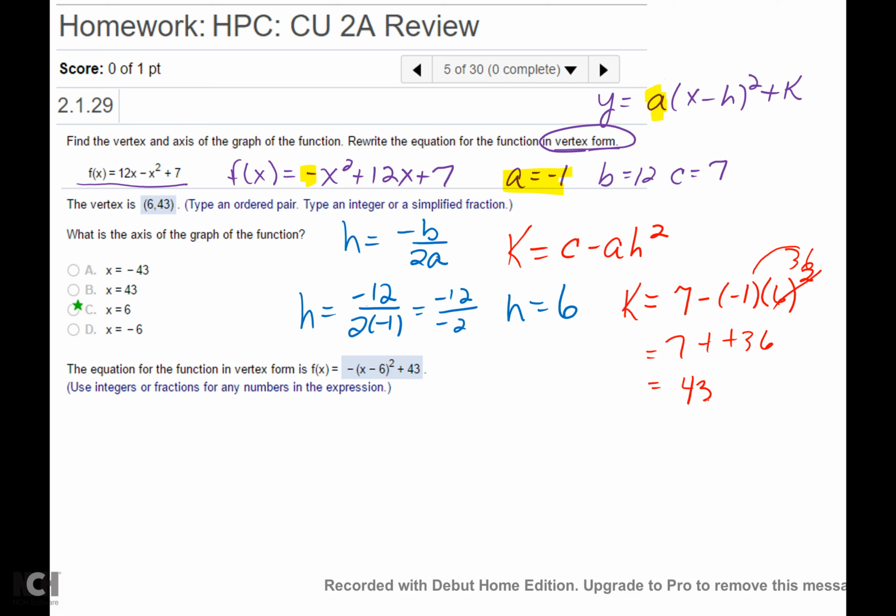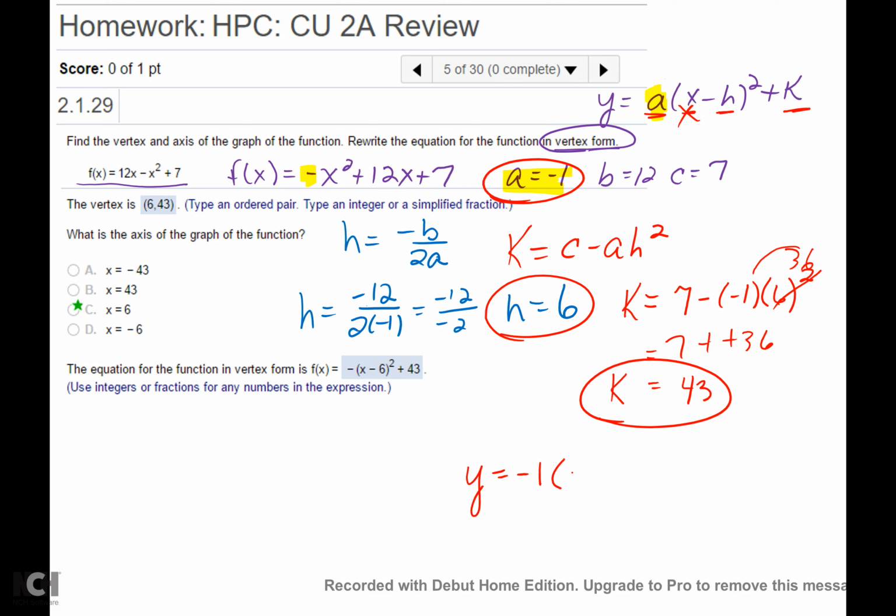Okay, so there's my k, there's my h, there's my a, plug them in, oops, not x. Alright, and in vertex form, I'm going to have y equals negative 1(x minus 6) squared plus 43. So that's where this came from. They just didn't write the 1, they just wrote the negative. And then if you want your axis of symmetry, it's x equals h, and my h is 6, so x equals 6 is the axis of the graph. And the vertex is h comma k, and there's your 6, 43.